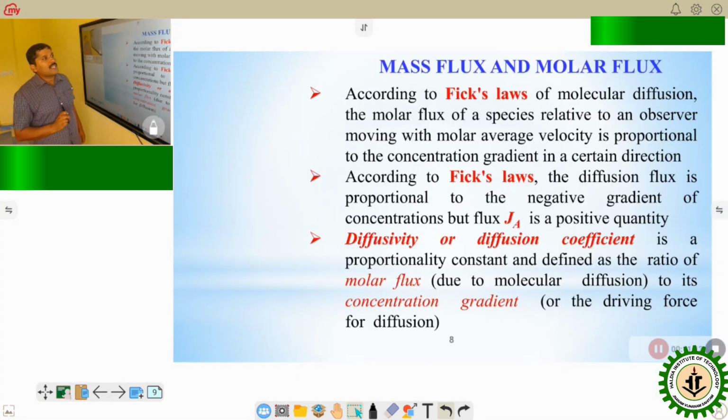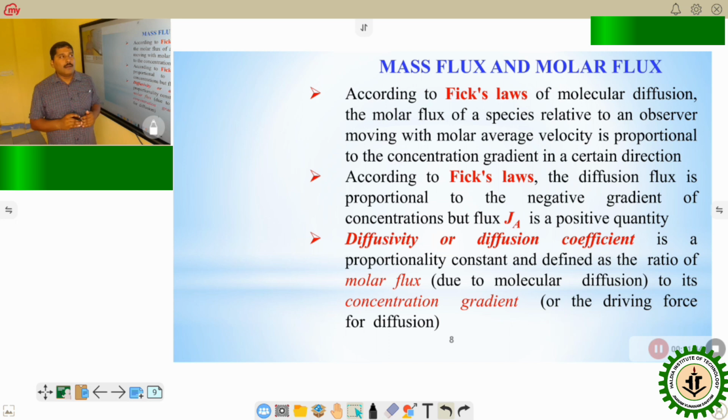Now, according to Fick's law, the molecular diffusion, the molar flux of a species relative to an observer moving with molar average velocity is proportional to the concentration gradient in a certain direction. Okay, here, because of this term, the species relative to an observer moving with molar average velocity. One example we are saying is the perfume example mainly.